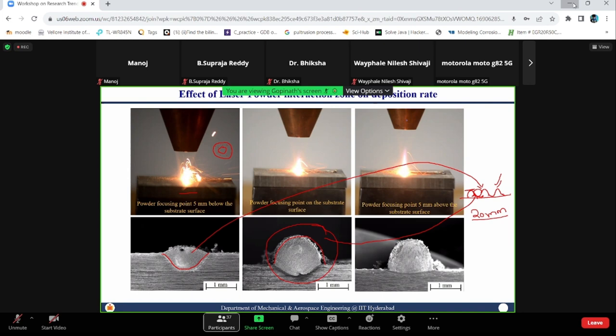Then comes something called extreme high speed laser cladding. Now, if we go back, we said this is bad, but now we have more or less understood this is also good and it has certain applications. Then what about this one? This we haven't discussed yet, where most of the energy is getting coupled into the powder. That is where this particular process comes in, what we call extreme high speed laser cladding.